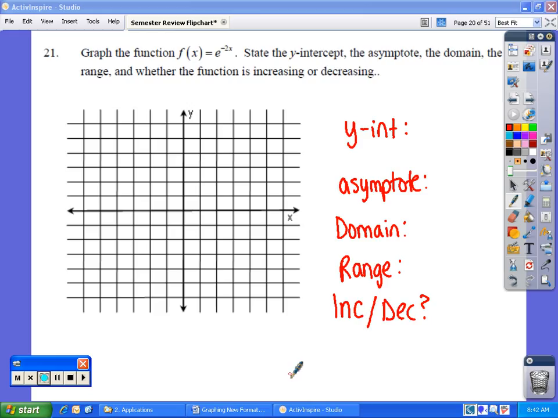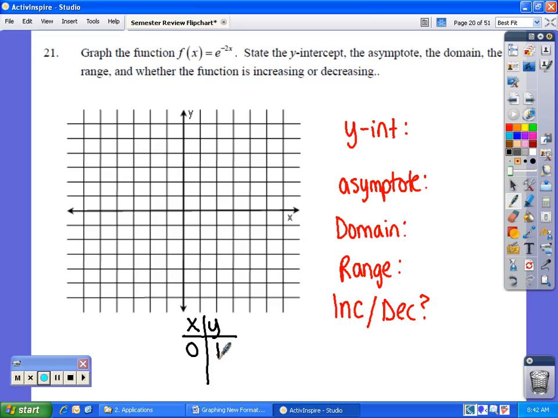Now your paper does not give you graph paper, so I suggest you do this on a separate sheet of paper. Alright, so come up with some xy values that you can use. Unfortunately, your calculator has a lot of decimals, so you may want to just pick the decimals that you would be able to graph on this paper.